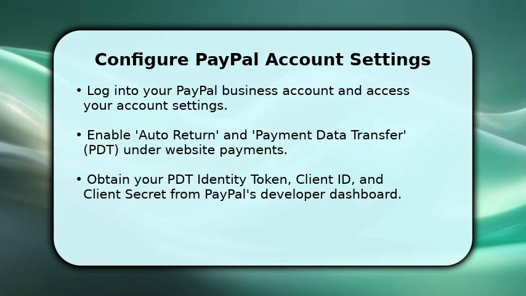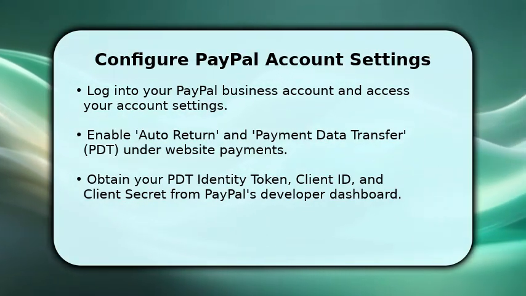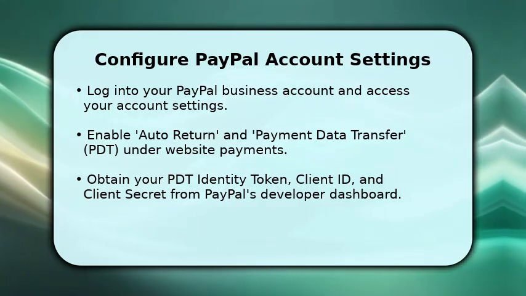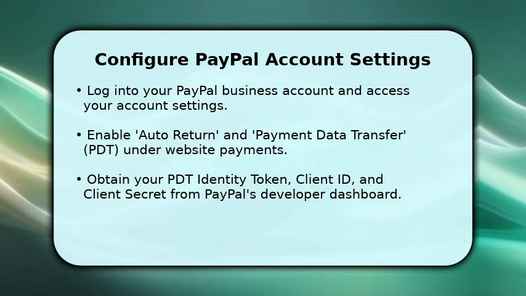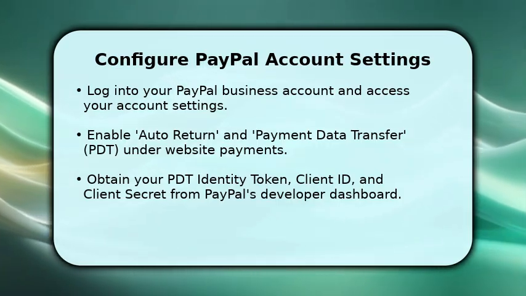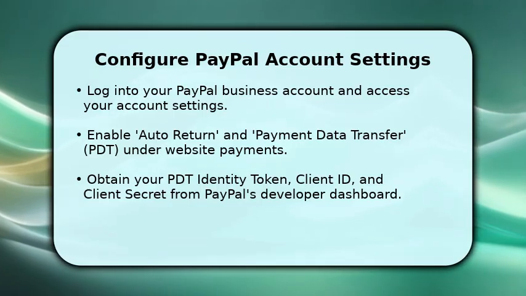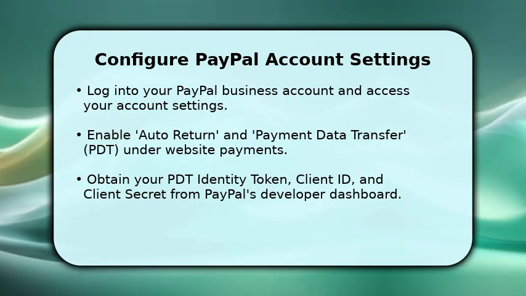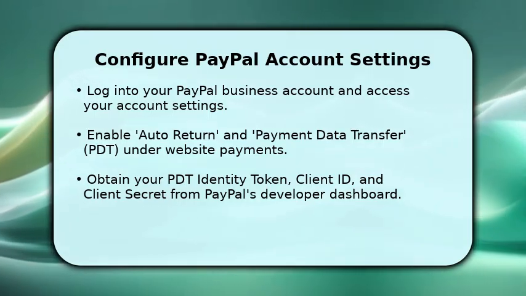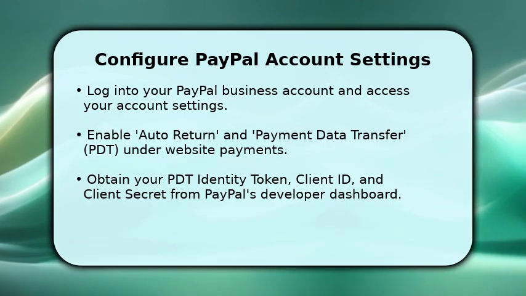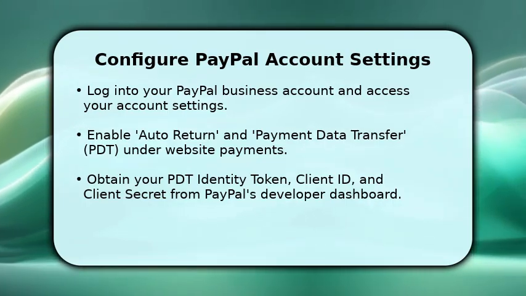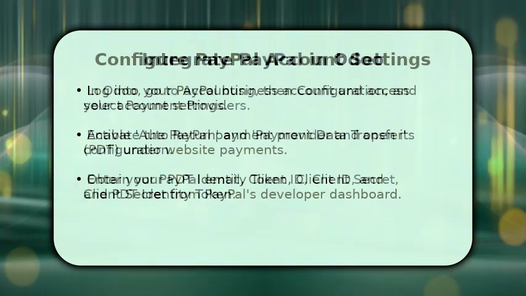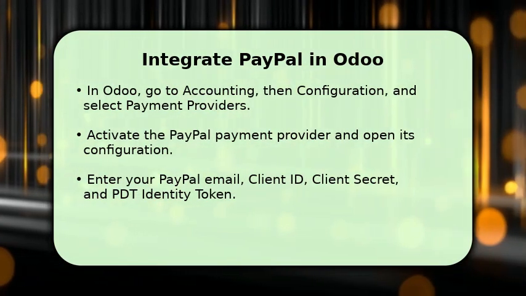Next, let's configure your PayPal account. Log in to your PayPal business account and navigate to the settings. Under Website Payments, enable Auto Return and Payment Data Transfer, also known as PDT. You will need to retrieve your PDT identity token, client ID, and client secret from the PayPal Developer Dashboard. Additionally, confirm that Instant Payment Notification, or IPN, is enabled to ensure smooth communication between PayPal and Odoo for transaction updates.